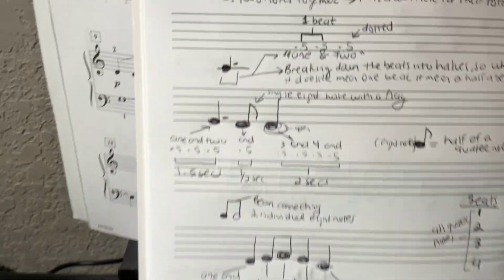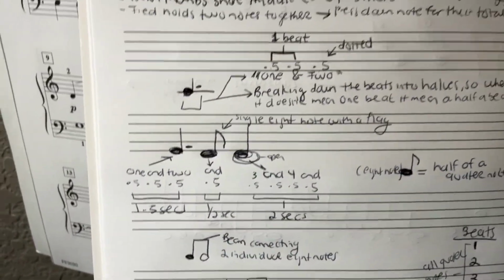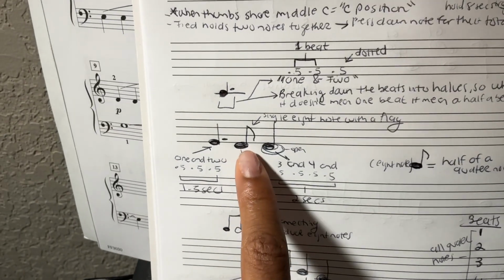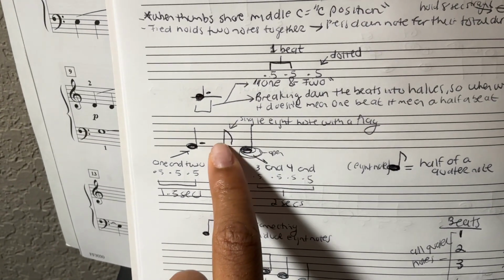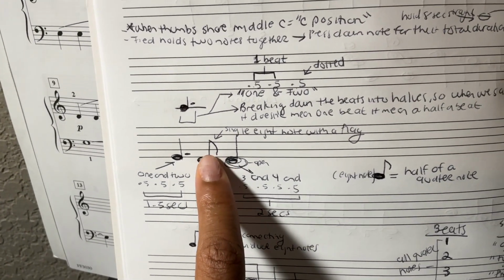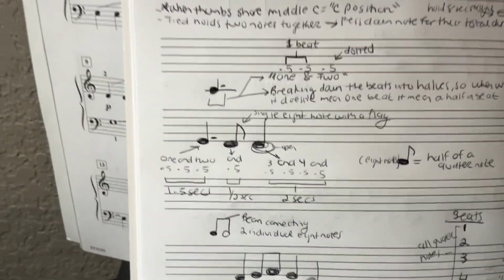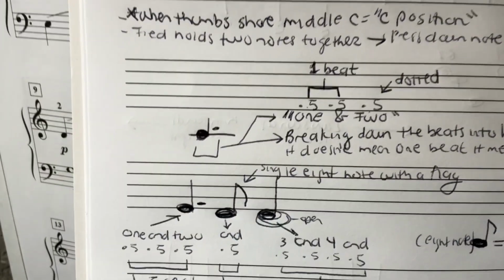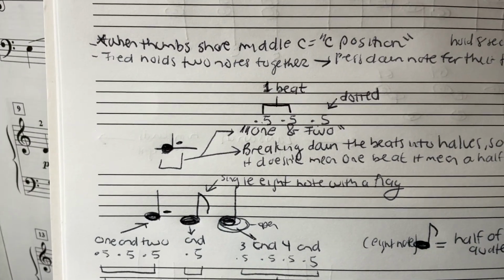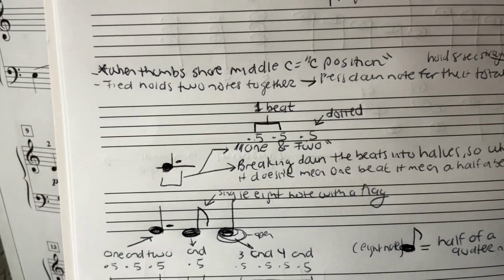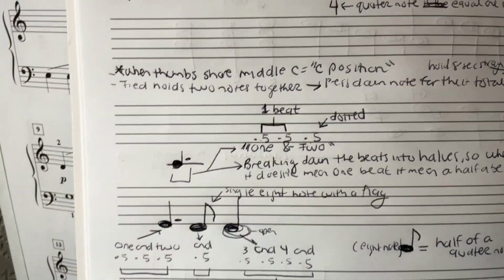And so moving on to the quarter notes that are individual, an individual quarter note has a flag as a stem. I learned that. And then with dotted notes, the dot means you add half of whatever the note is in front of it to the entire note.